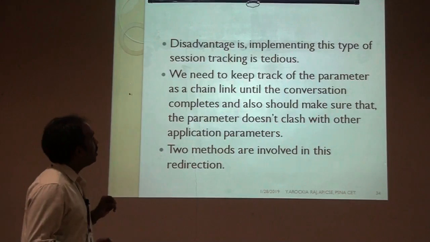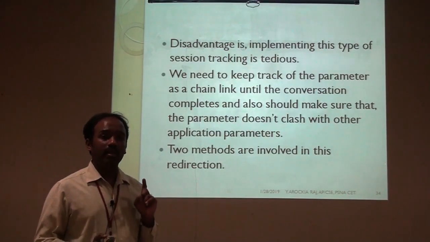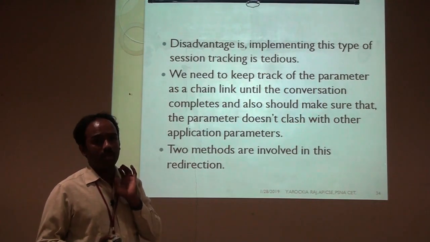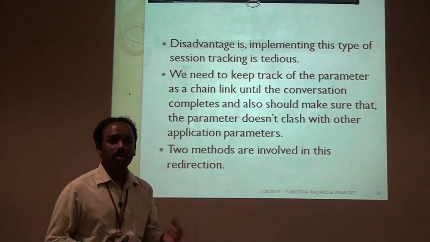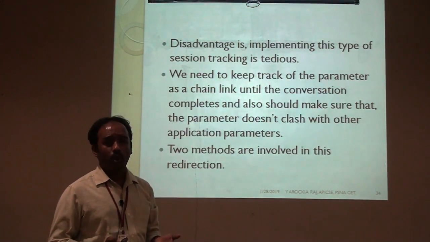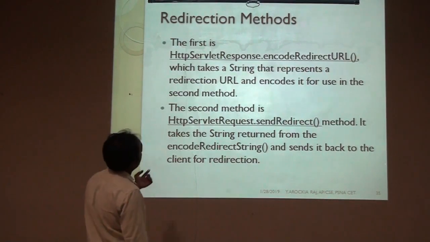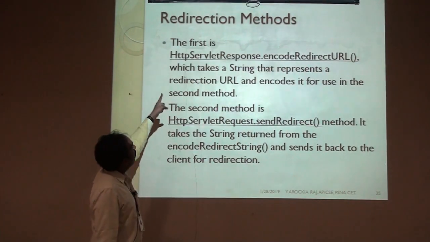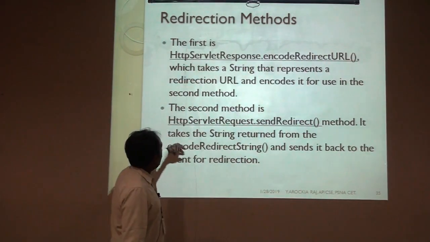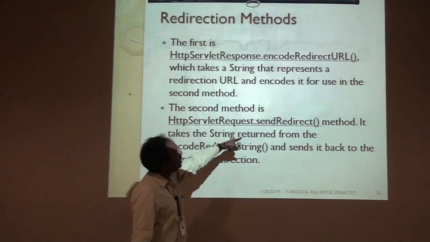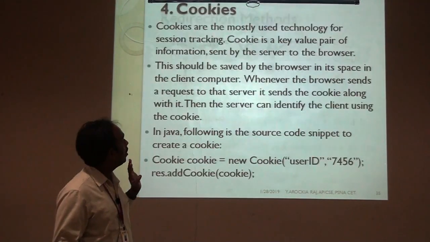This number will be written in the request as well as the response. What is the drawback? The particular ID should be maintained till the end of the session, right? For example, if the ID is erased or malfunctions or is stolen by others, again the problem will come. This redirection can be done with the help of two methods. One is HttpServletResponse.encodeRedirectURL or HttpServletRequest.sendRedirect method. With the help of these two methods, we can handle this URL rewriting.